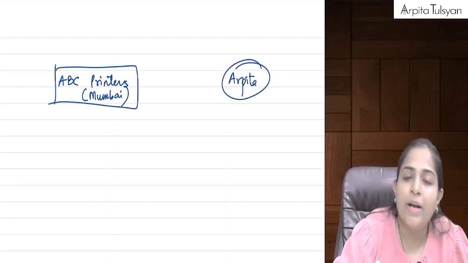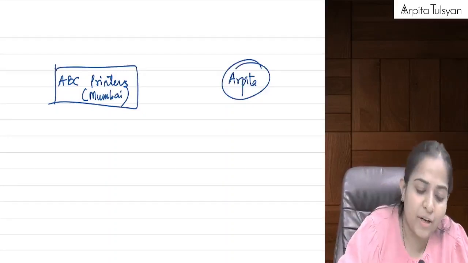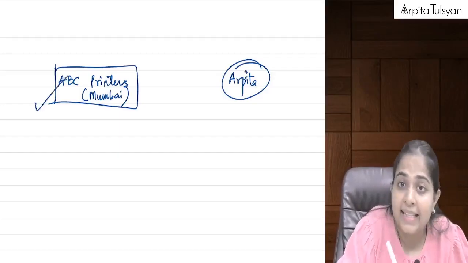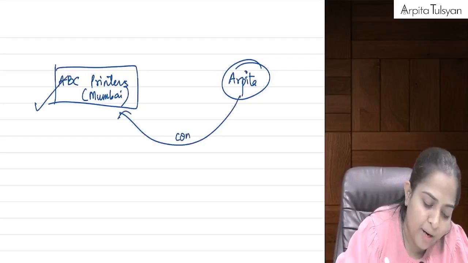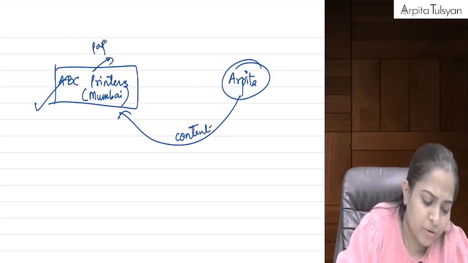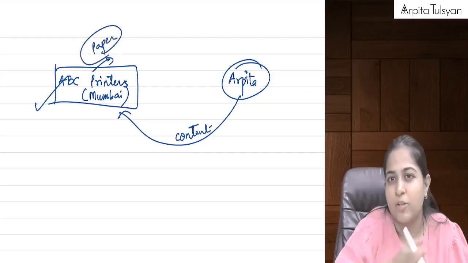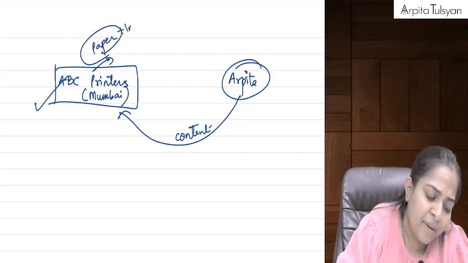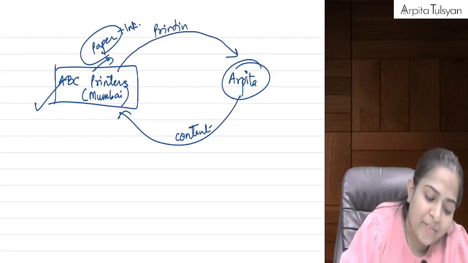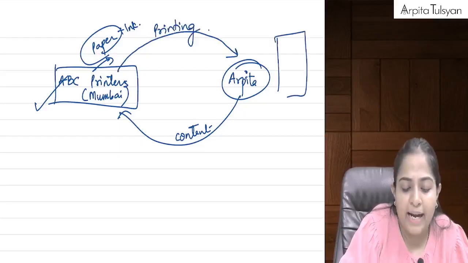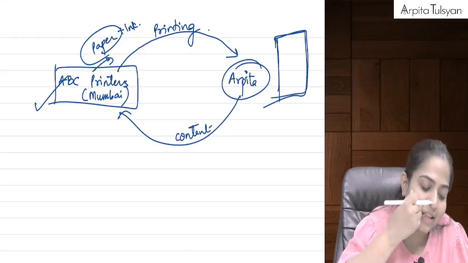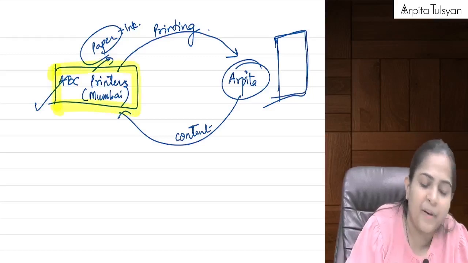So Arpita is going to provide the file for printing to ABC printers. The content I am going to give. Then ABC printers will use its own paper, A4 size paper, etc. It will use its ink, and then it is going to do the printing and make the book ready for me. Now the question that arises here is about the services provided by ABC printers.